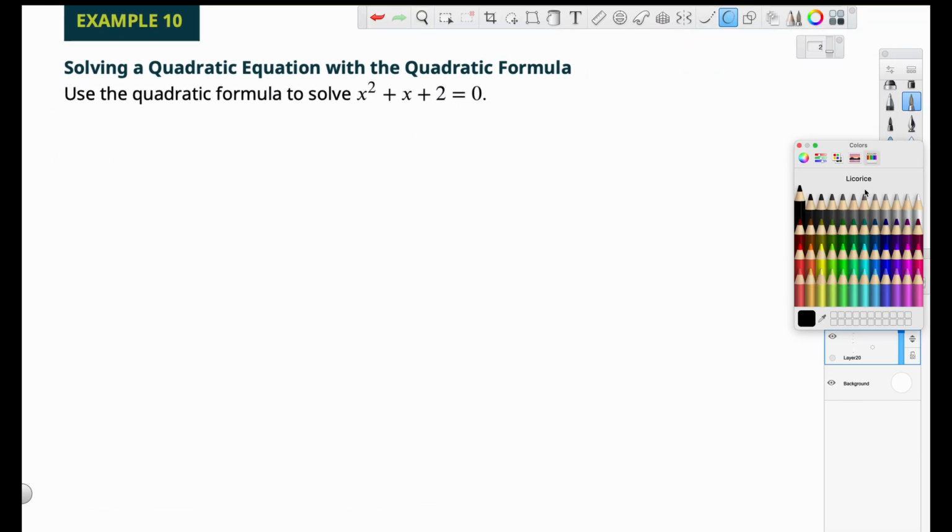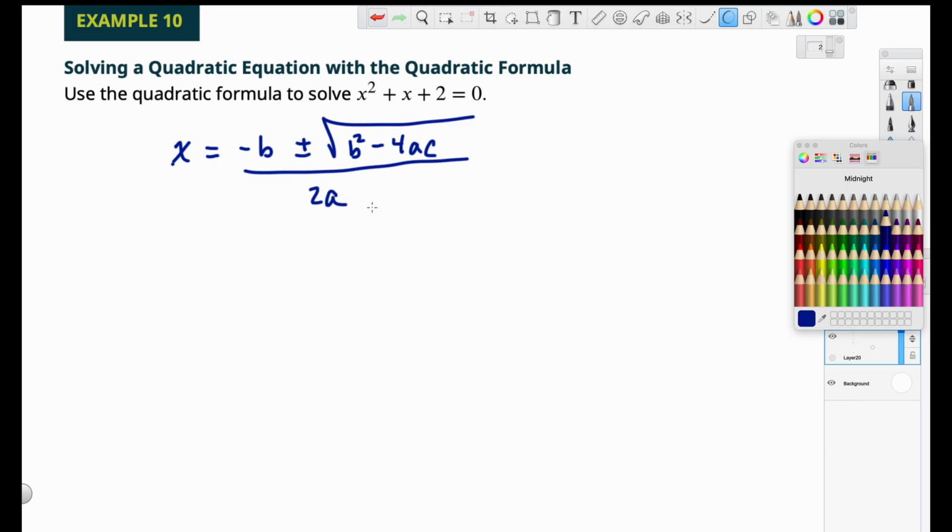Let's try this one. All right. So A is 1, B is 1, and C is 2.